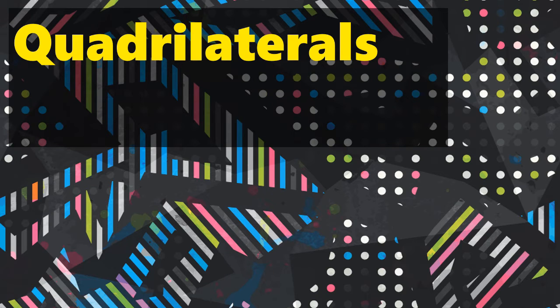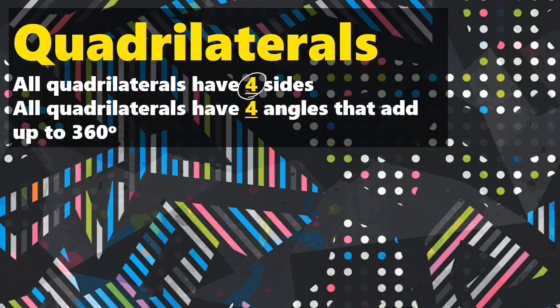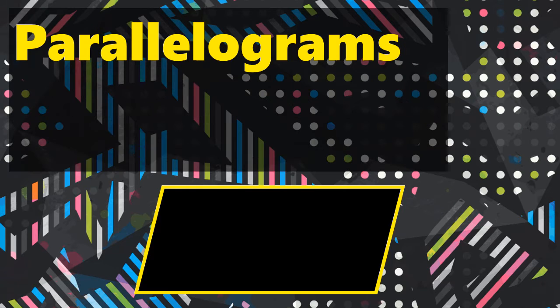First, we need to talk about what quadrilaterals are. All quadrilaterals have four sides. All quadrilaterals have four angles, and when you add them together, they equal 360 degrees. So now we're going to talk about how we can classify quadrilaterals.